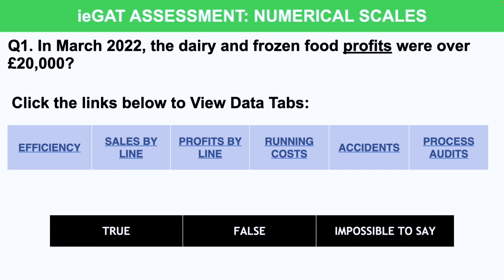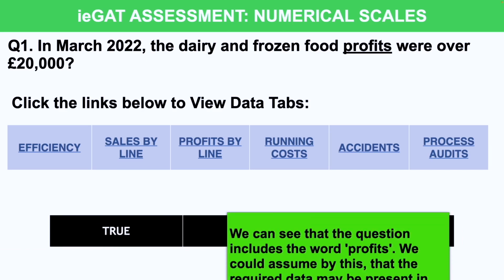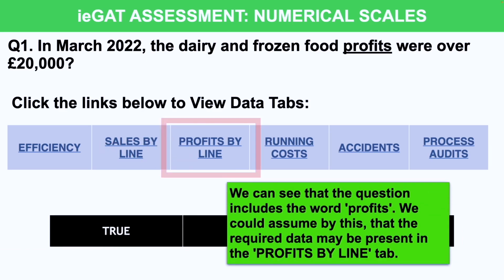Now, how do we start? How do we answer this question? Well, we can see that the question includes the word profits. We could assume by this that the required data may be present in the profits by line tab.